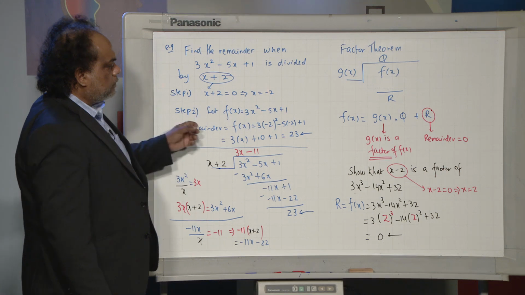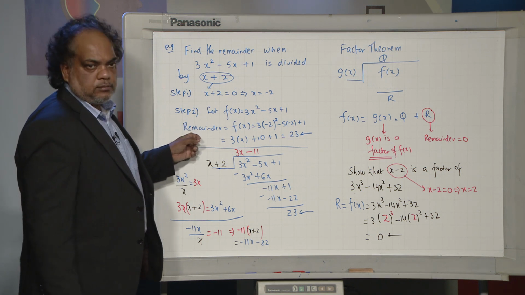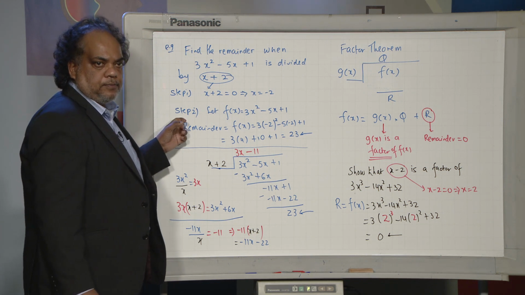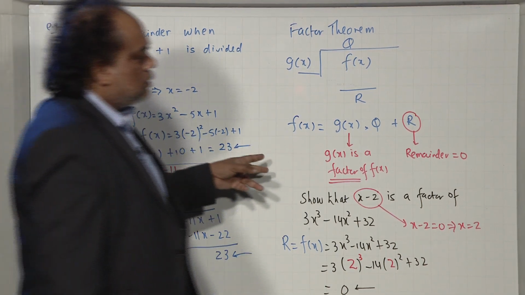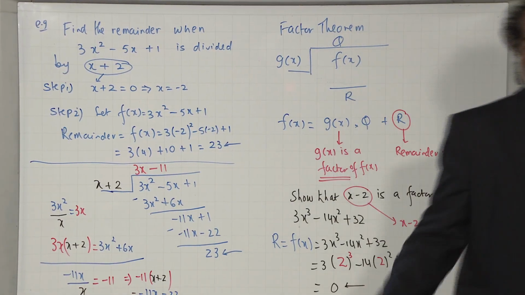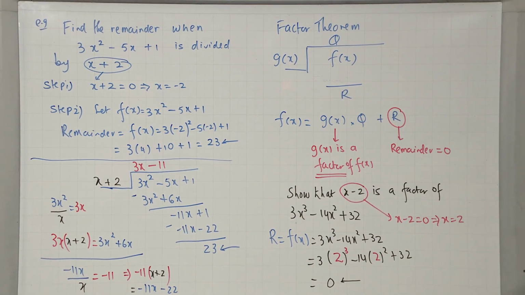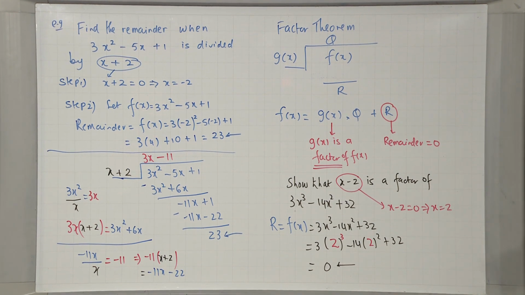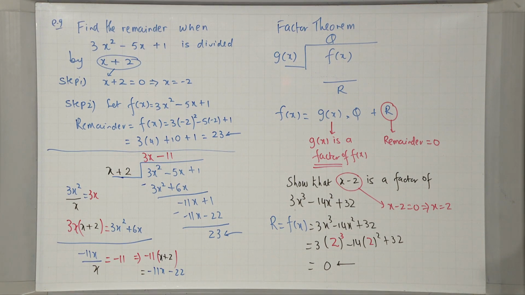So either we can find the remainder using long division, or using the remainder theorem. What is a factor? The divisor will be called a factor of the dividend f(x) if the remainder is 0.